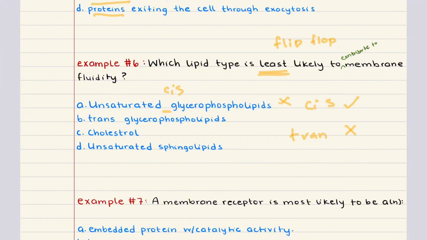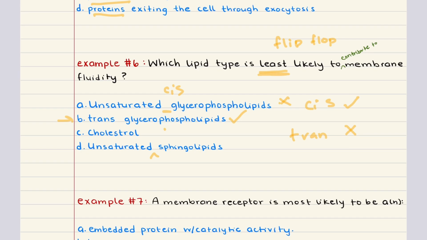B says trans glycerophospholipids, straight tails. This is going to be tightly packed. That's going to decrease fluidity. This is our likely answer, but let's still work through C and D. C says cholesterol. Now this can both increase and decrease fluidity depending on temperature. And since temperature is not clarified here, it's not a confident answer, especially not compared to B. D says unsaturated sphingolipids. Again, it doesn't clarify cis or trans. That means it's cis. So this contains cis double bonds that would increase fluidity, not what we're looking for.